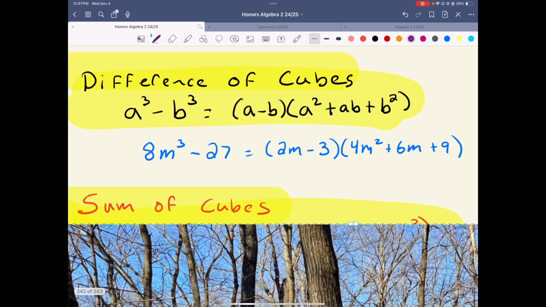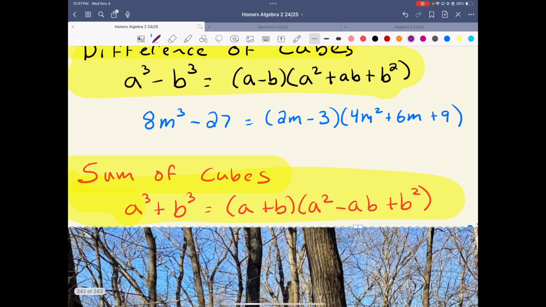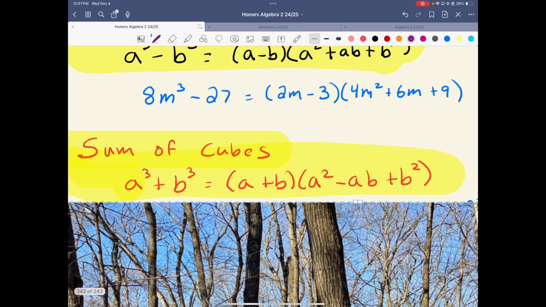So unlike differences of squares, where there is no sum of squares, there is a sum of cubes. Okay, and this works out as well. So a cubed plus b cubed. The only thing that changes in here are the signs. The a's and the b's, the a squareds, ab's, and b squareds, those stay the same. The only thing that changes is your sign. So now this is a plus b, where before it was a minus b.